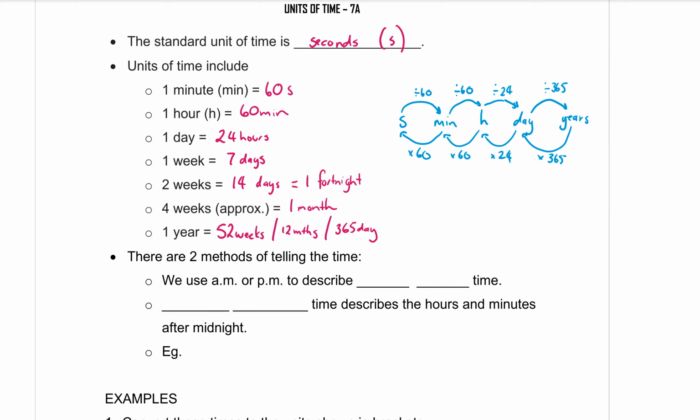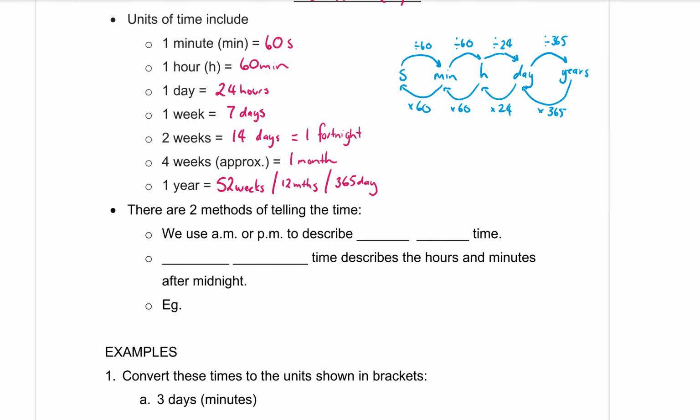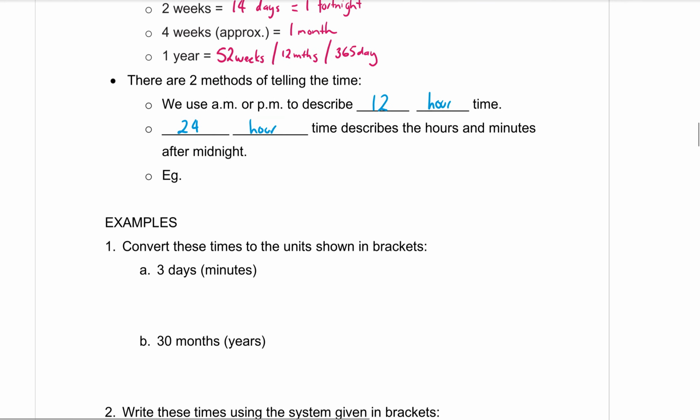All right, there are 2 methods for telling the time. We use AM or PM to describe 12-hour time. And there is also what is known as 24-hour time, which describes the hours and minutes after midnight. So, for example, we could have the time 3:30 a.m. Now the a.m. tells you that's in 12-hour time.